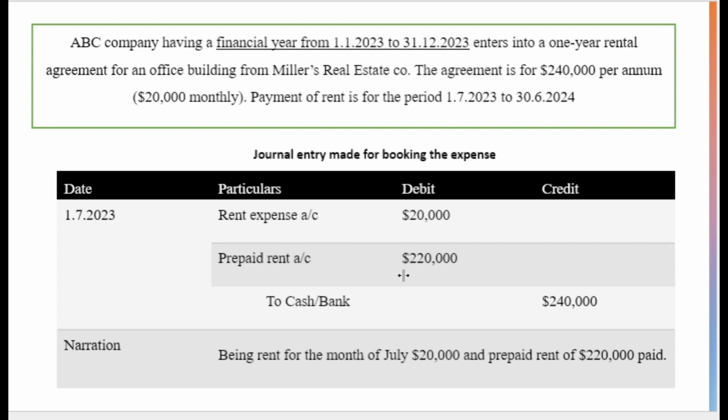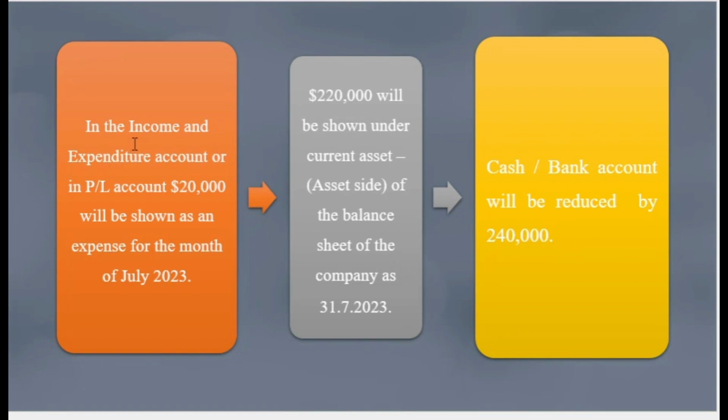And prepaid account $220,000. The narration is rent for the month of July, $20,000, and prepaid rent is $220,000 is paid. And what is the effect of this entry? In the profit and loss and the income expenditure account, 20,000 will be shown as an expense for the month of July. That means in the month of July, we will be utilizing the first $20,000, and in the books of accounts for profit and loss, it will be appearing as rent expense of 20,000.